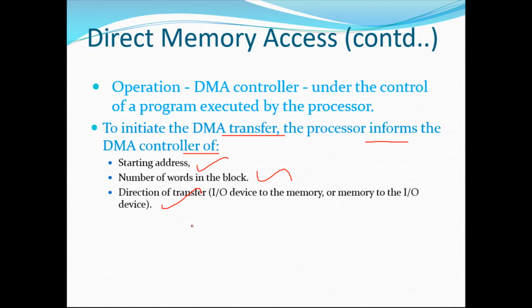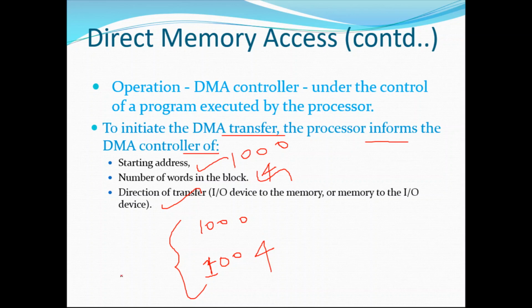Say for example, you want to write from location 1000 to 1004 to the IO device. This 1000 to 1004 refers to memory locations. Then the starting address will be 1000, the number of words to be written will be 4, and the direction of transfer will be from memory to IO device.